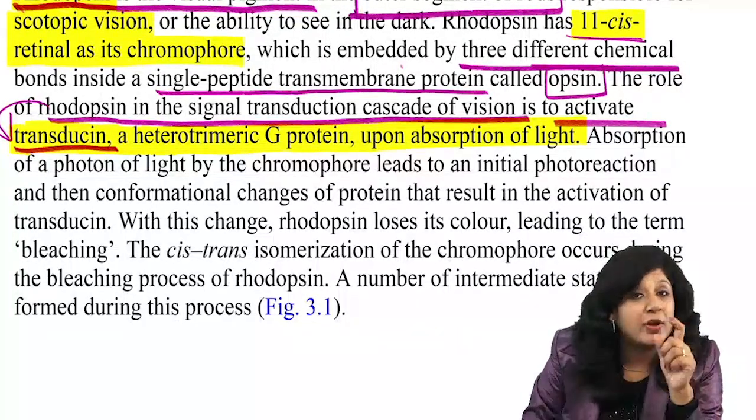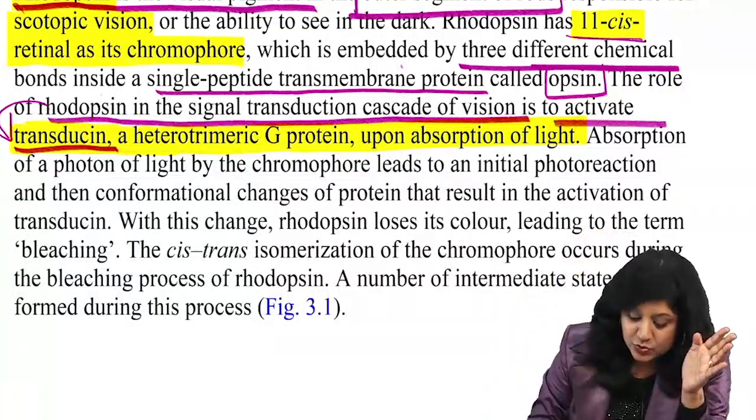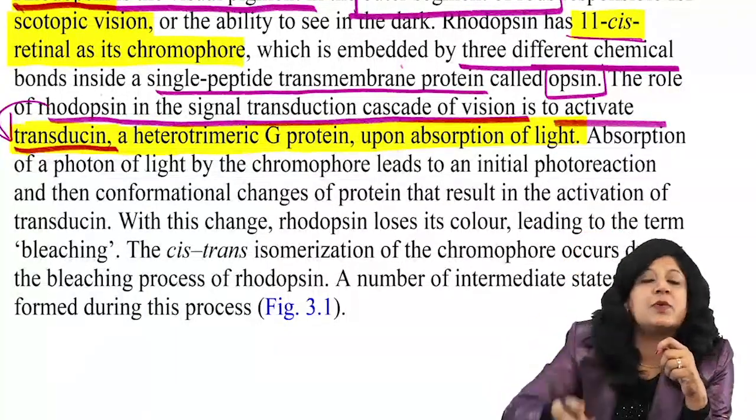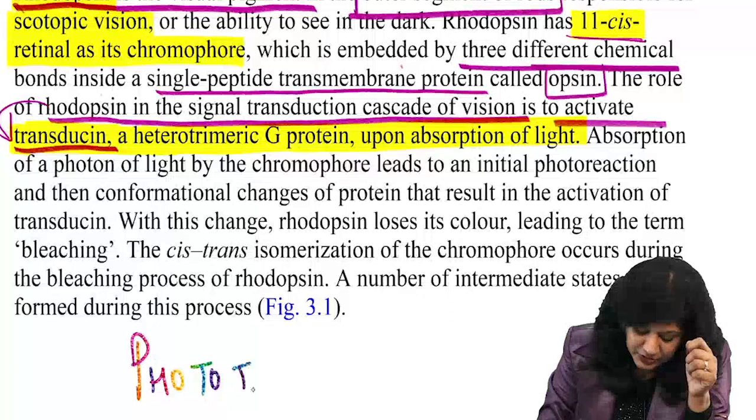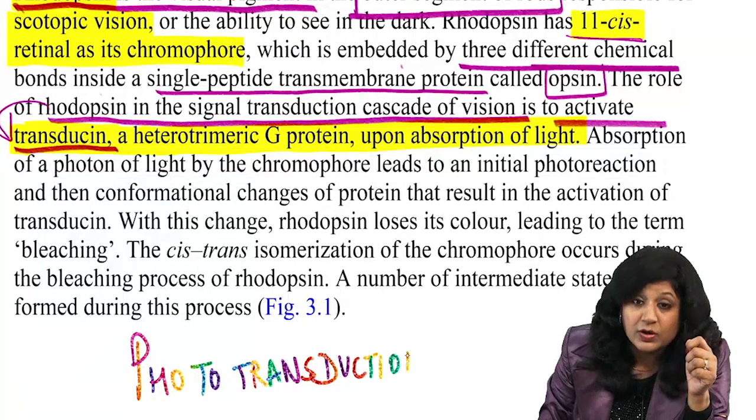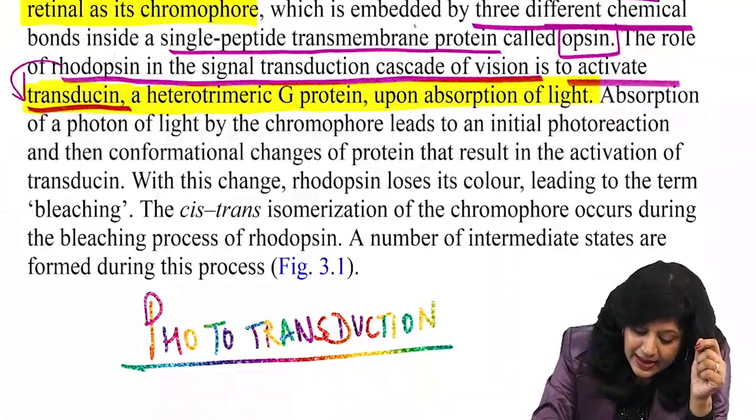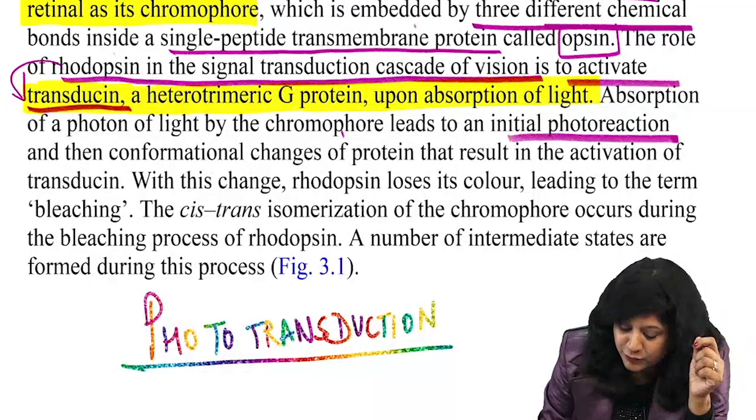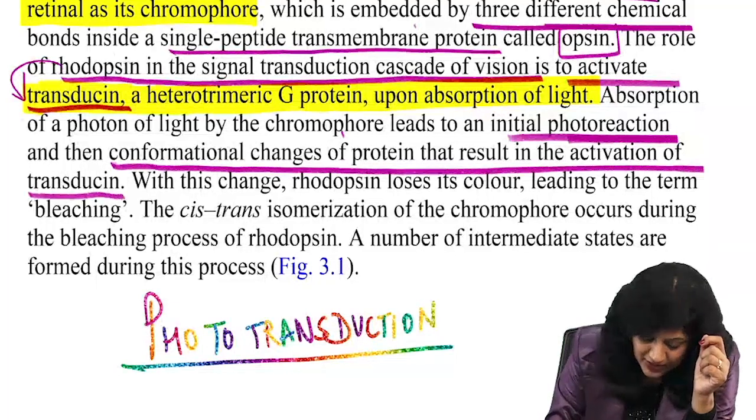Now can you see the catch point? The role of rhodopsin is to activate the transducin, and transducin is actually a G protein. So when it absorbs the light, it is activating the transducin, and that is the reason why this is called phototransduction. Now let's see ahead. The absorption of a photon of light by the chromophore leads to initial photoreaction, and then we have got conformational changes of protein that results in the activation of transducin.